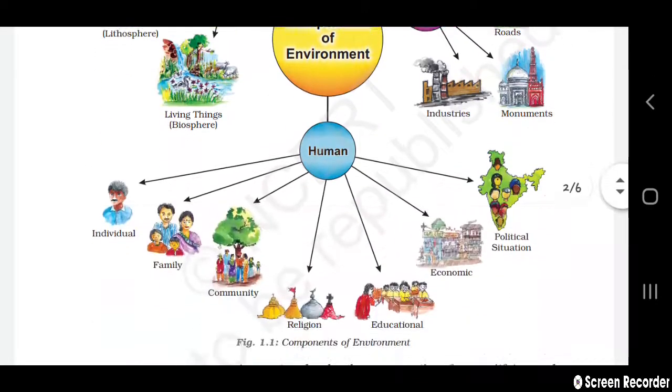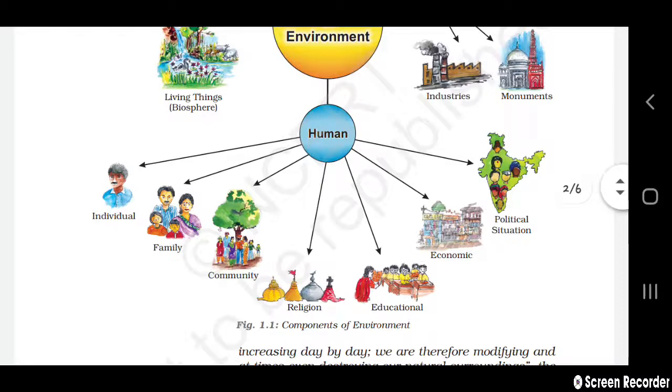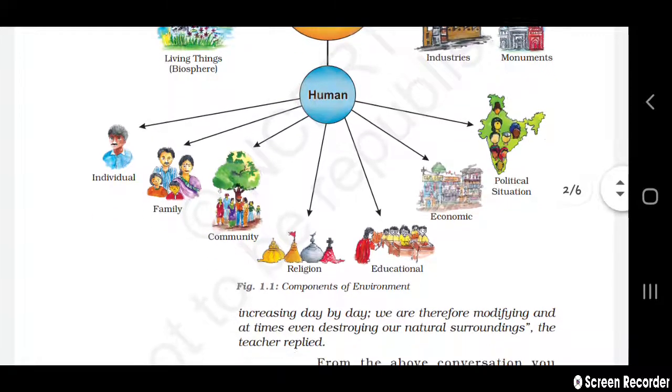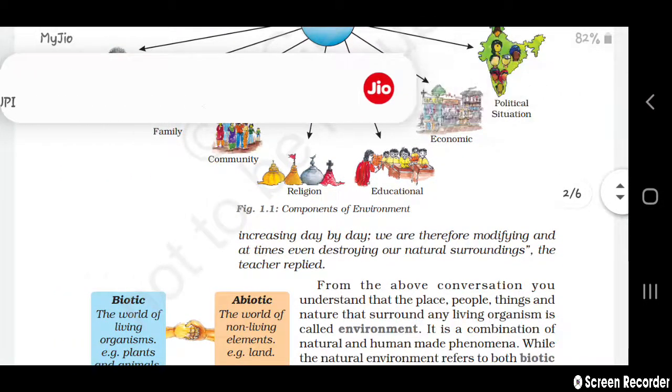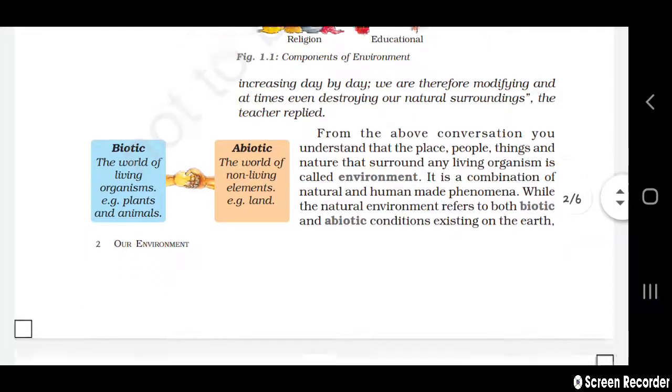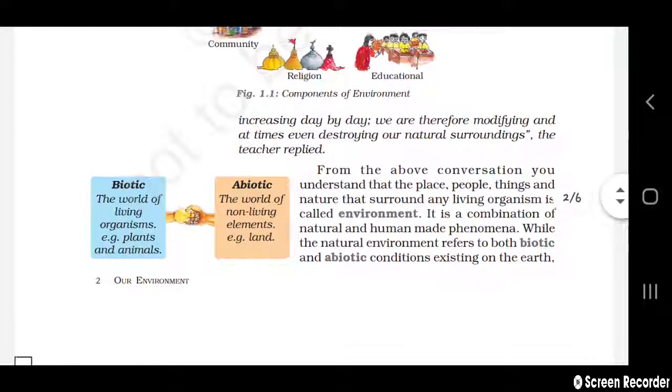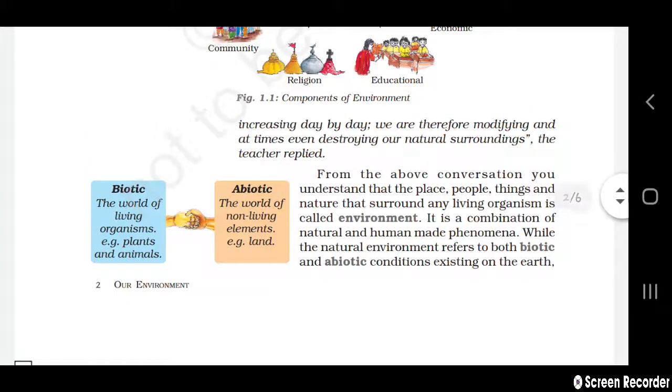Humans include the individual, family, community, religion, education, economic and political situation. Many different types of human beings are there. There are two types of nature: biotic and abiotic. Biotic is the world of living organisms, like plants and animals. Abiotic is the world of non-living elements, like land.